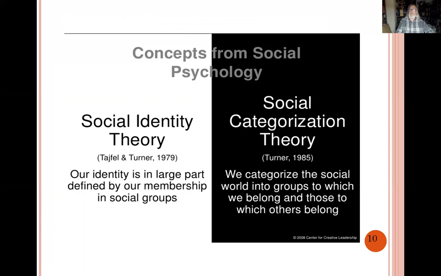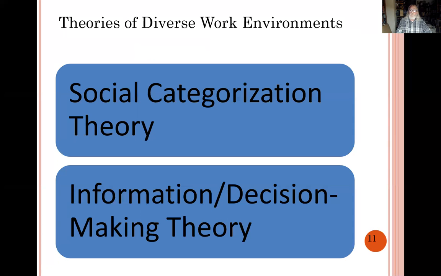Social categorization theory says that we categorize our social world into groups, those we belong to and others we don't belong to. So it's more of an us versus them way of looking at the world. We have our in-groups and our out-groups. So let's just give some details on both of these.